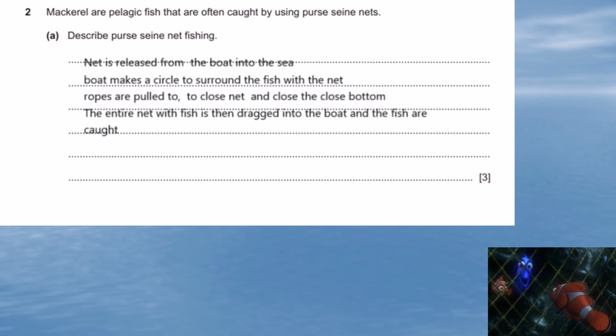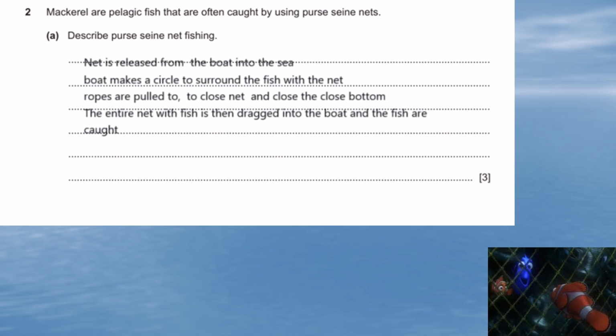Well, the net is released from the boat into the sea. The boat then makes a circle to surround the fish with the net. Ropes are pulled so we can close the net, close the bottom, and then the entire net with the fish is dragged onto the boat and the fish are then caught.